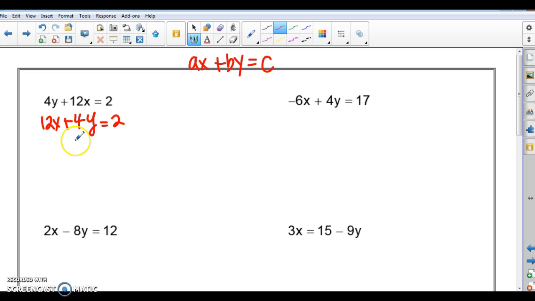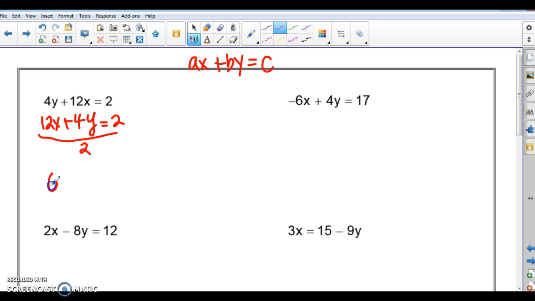No, that's good. And then 12, 4, and 2. Is GCF 1? No, because 12, 4, and 2 can be divided by 2. So what we're going to do is simplify this by dividing the whole thing by 2.